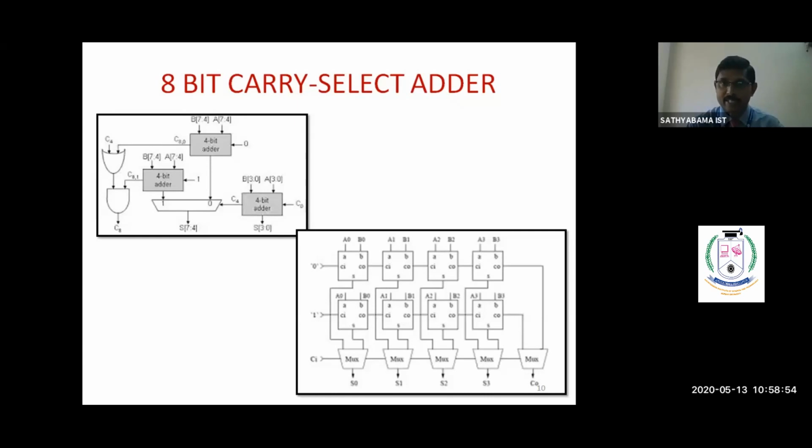So in the case of the carry select adder, based on this carry value, these outputs are selected. Therefore, this adder is called a carry select adder. The total propagation delay is the propagation delay of one ripple carry adder plus the propagation delay of one mux circuit. Therefore, the total propagation delay is reduced. That means the computation time is reduced and the computation speed is increased.